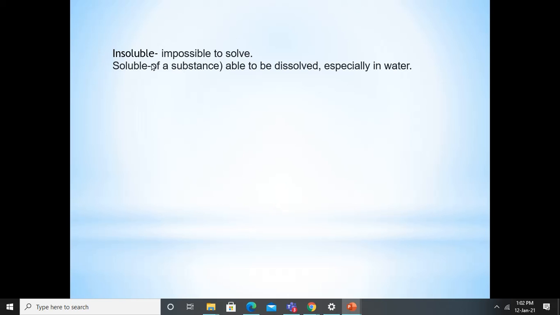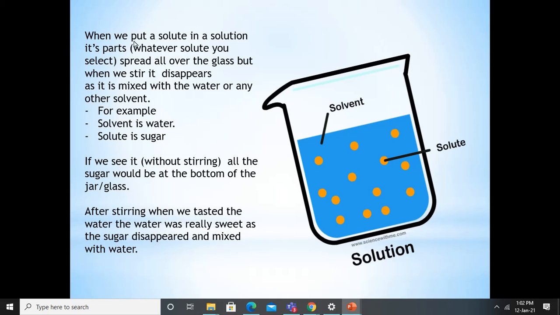Over here is the definition of insoluble and soluble. What is insoluble? Impossible to dissolve. Soluble means a substance able to be dissolved, especially in water. When we put a solute in a solution, its parts or molecules, whatever solute you select, spread all over the glass. But when we stir it, it disappears as it is mixed with the water or any other solvent.